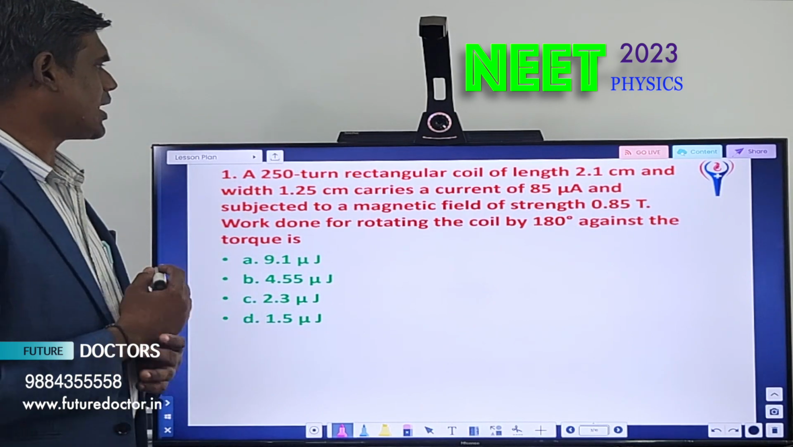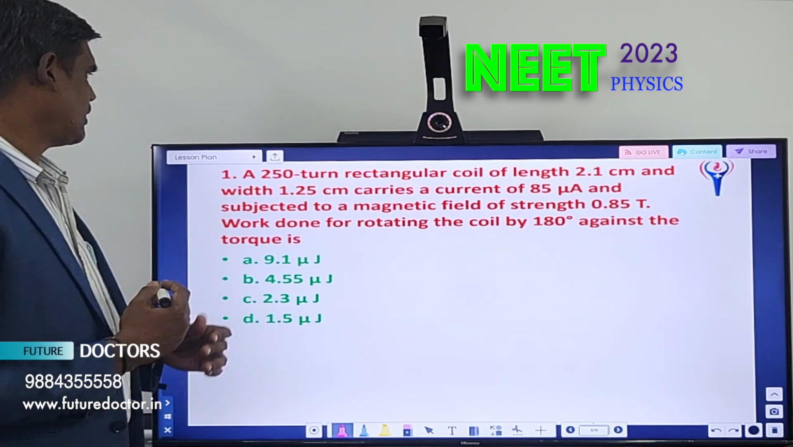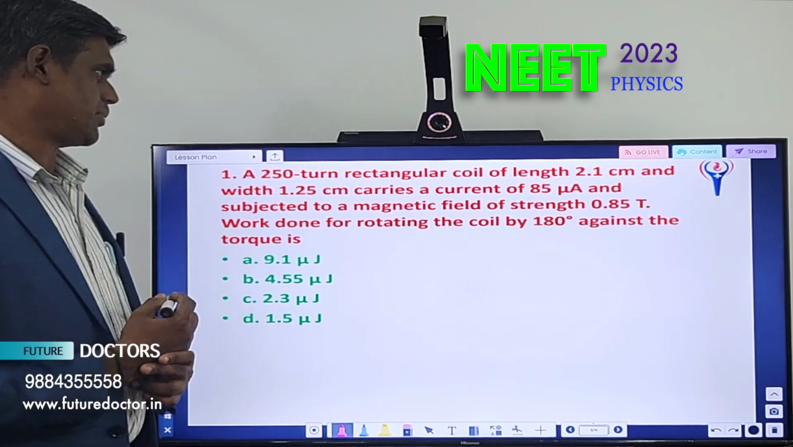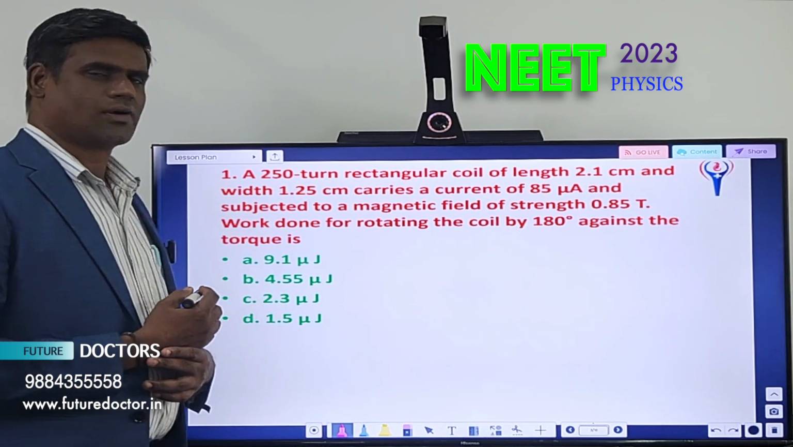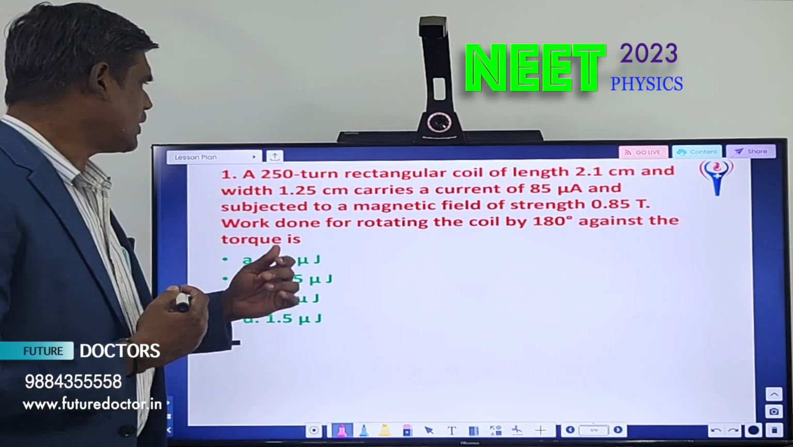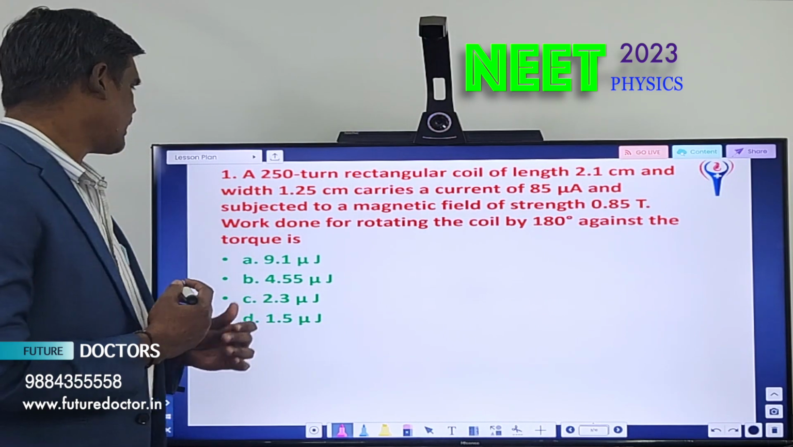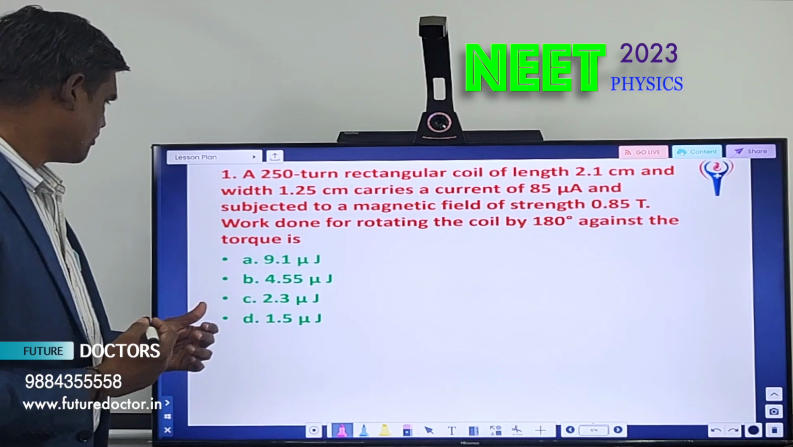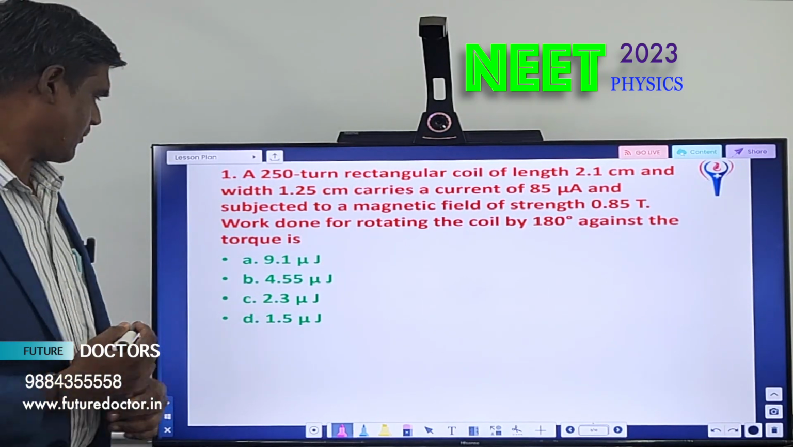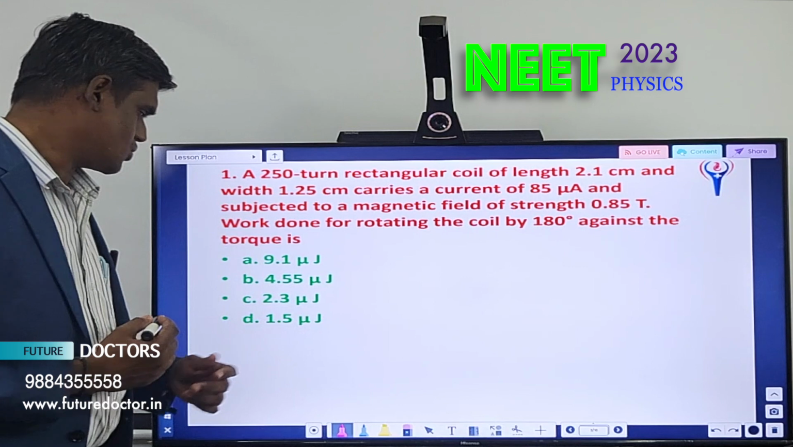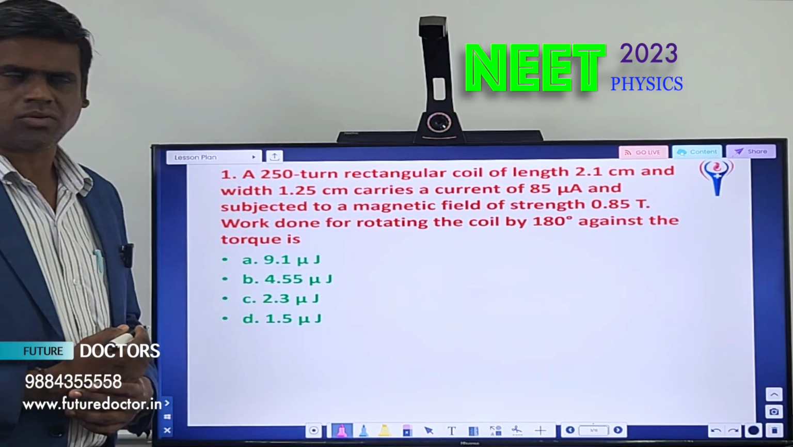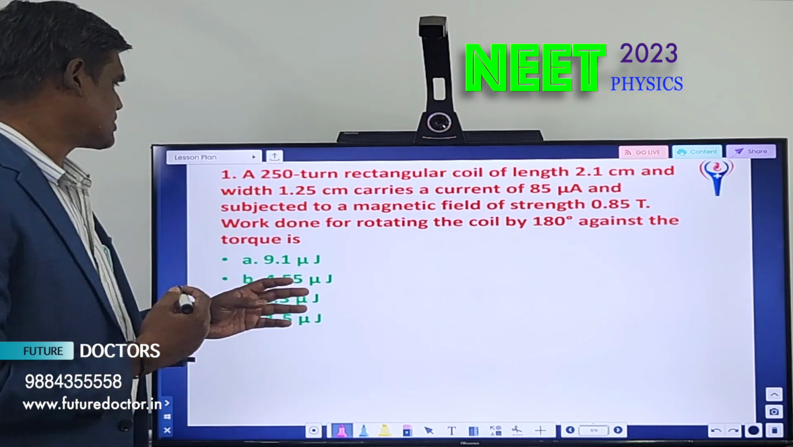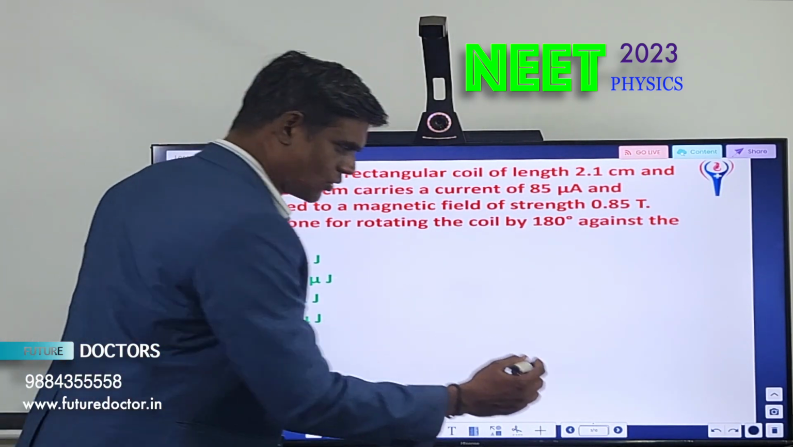A 250 turn rectangular coil of length 2.1 centimeter and width 1.25 centimeter carries a current of 85 microampere and is subjected to a magnetic field of strength 0.85 Tesla. Work done for rotating the coil by 180 degree against the torque. Option A, 9.1 microjoules. Option B, 4.55 microjoules. C option, 2.3 microjoules. D option, 1.5 microjoules. So by knowing the formula for work done with respect to current, length, etc., you are able to find the solution. Let's move to question number 2.